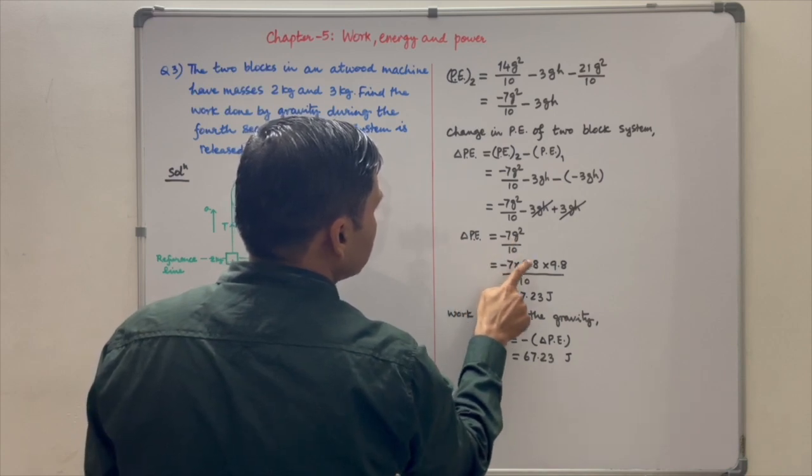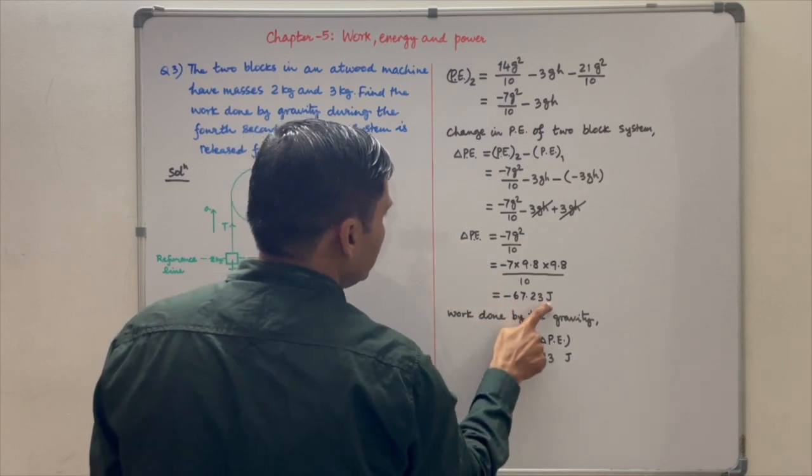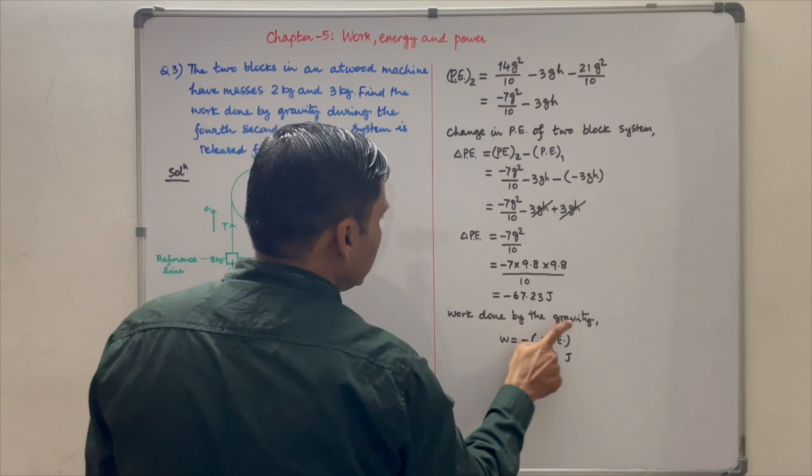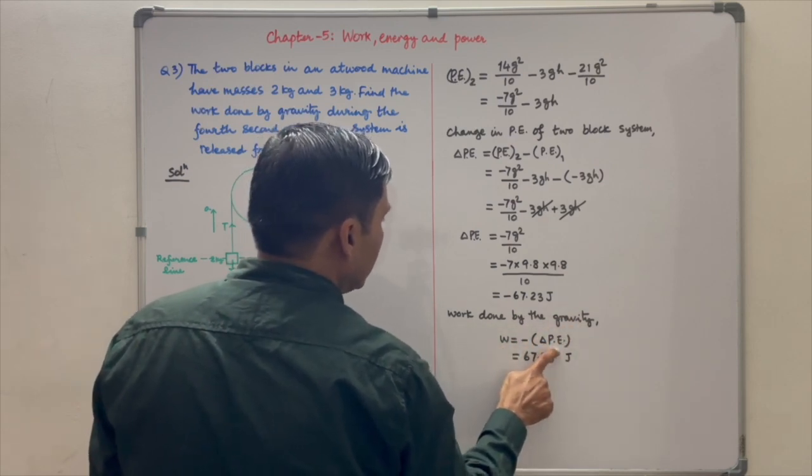Take the value of g as 9.8. So delta P is equal to minus 67.23 joule. So the work done by gravity will be equal to the negative of the change in potential energy, and that is equal to 67.23 joule.